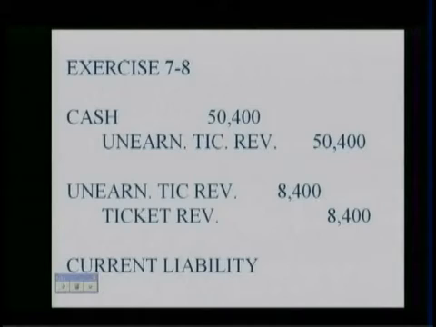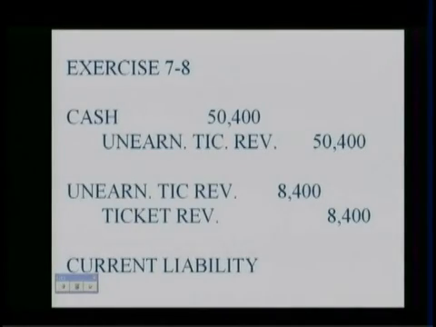They're going to receive cash, $42 from each person times 1,200 people, so they're going to get cash of $50,400. But they have done nothing to earn this $50,400. So that's a liability to the firm. To increase the liability, you credit it. In this case, you credit unearned ticket revenue.